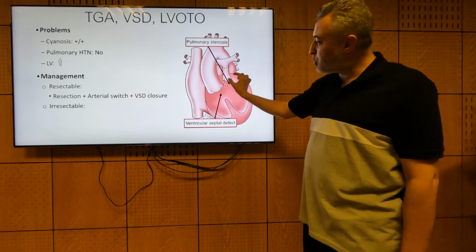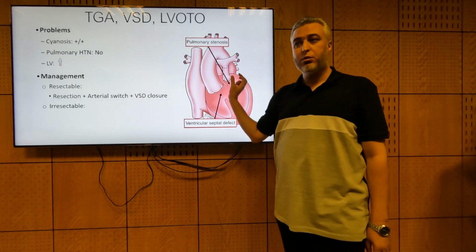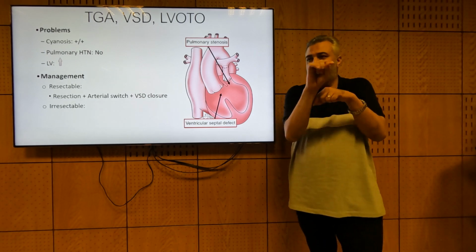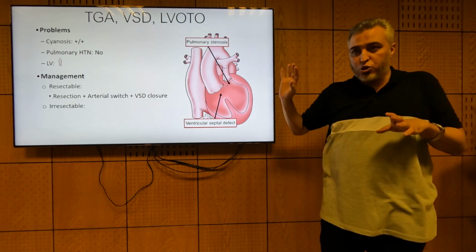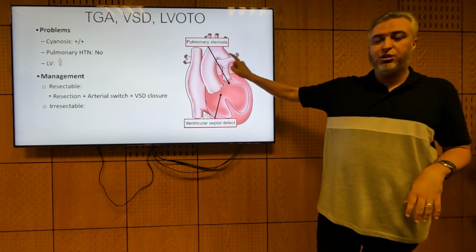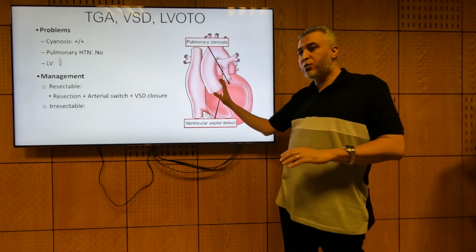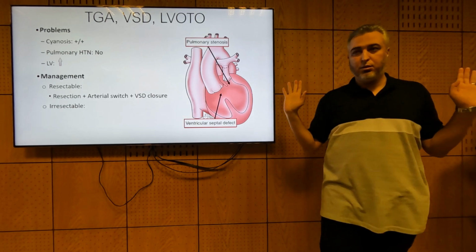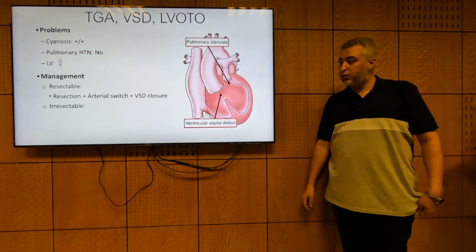Let's assume that the pulmonary valve annulus is very small, and so the whole pulmonary valve is very small. Whatever you do, commissurotomy or anything, you're just left with a severely stenotic valve. If you close the VSD and do an arterial switch, you get severe aortic stenosis, which you cannot accept. So what do we do then?